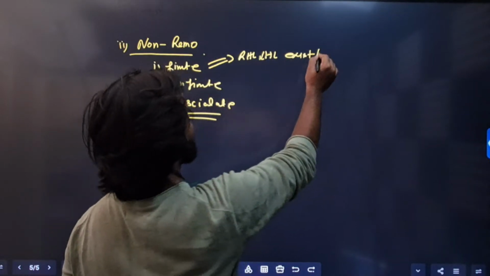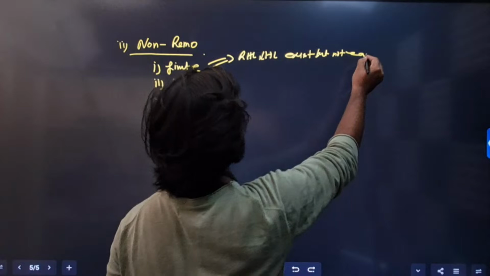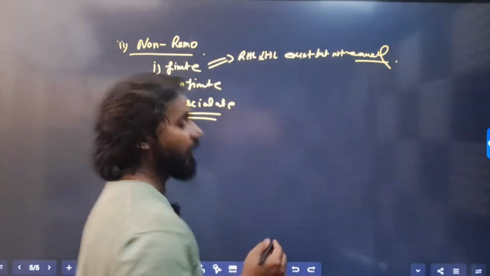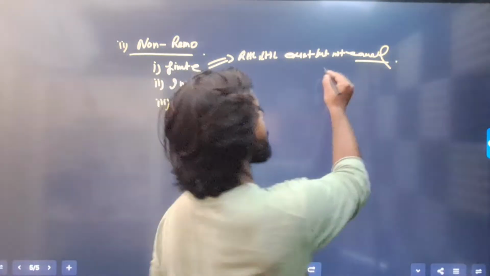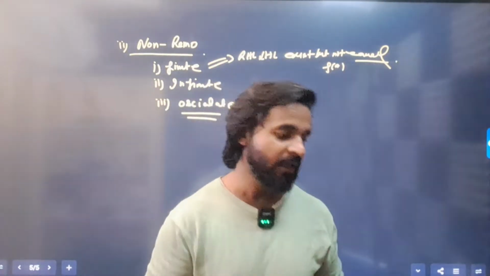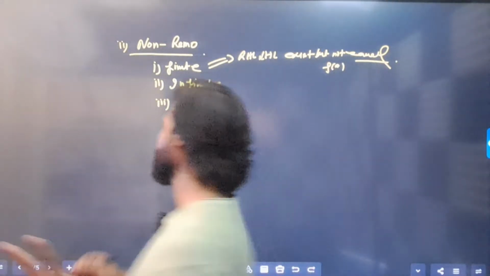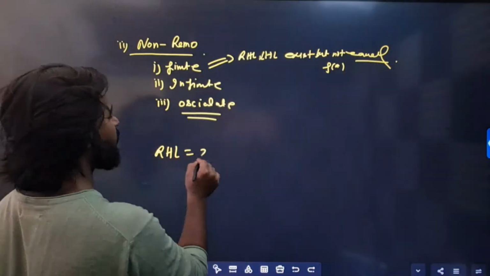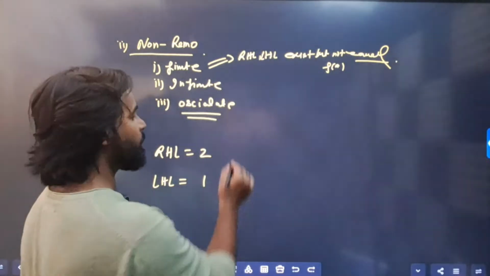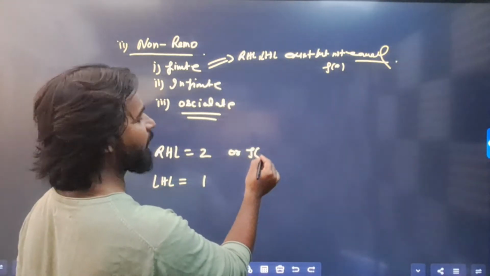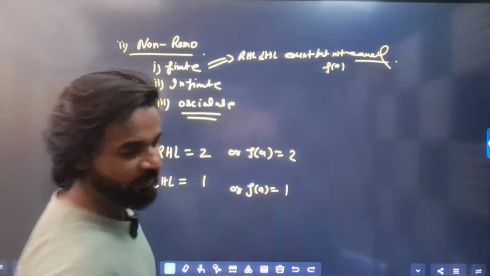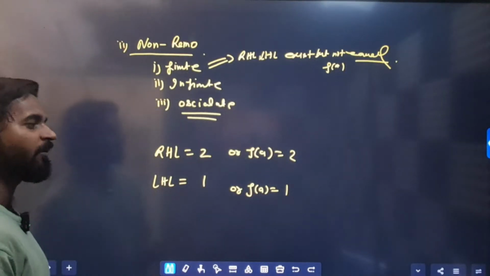RHL, LHL exist but not equal, please do understood, okay, but not equal, okay. And one more thing, that point f of a always with RHL or always with LHL. Just imagine the value of RHL of any function is 2, okay, the value of LHL is 1. So maybe the value of f of a, okay, हम a पे check कर रहे थे, f of a is 2. Maybe the value of f of a is equal to 1. Maybe the value of f of a is equal to 2. The value of f of a is equal to 1.